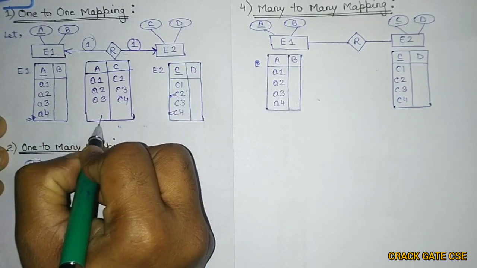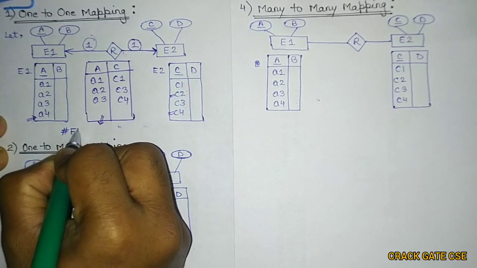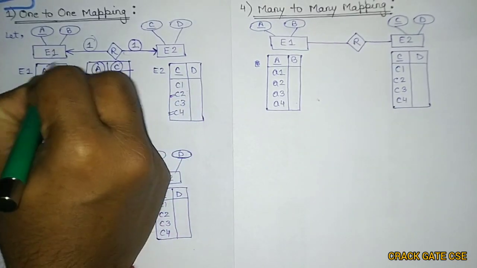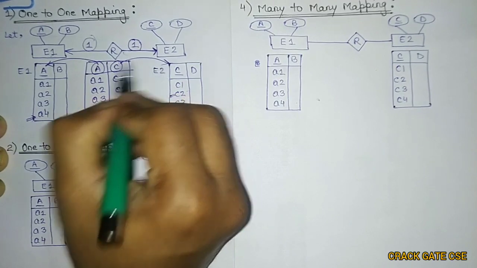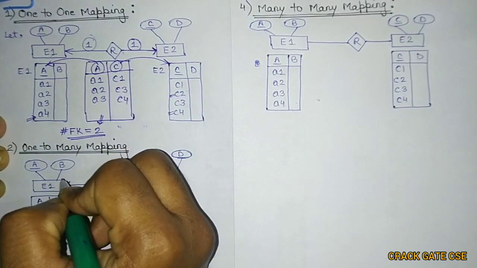So how to find out the keys? First of all, let's talk about the number of foreign keys. So how many foreign keys are there? See, two foreign keys are there, one for A, one for C. So the number of foreign keys is 2.